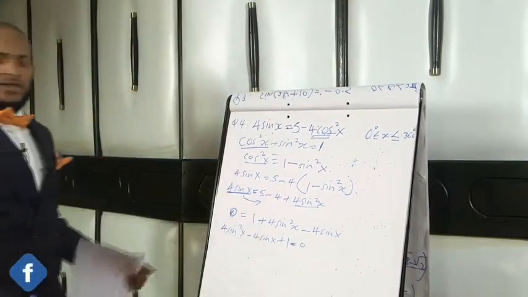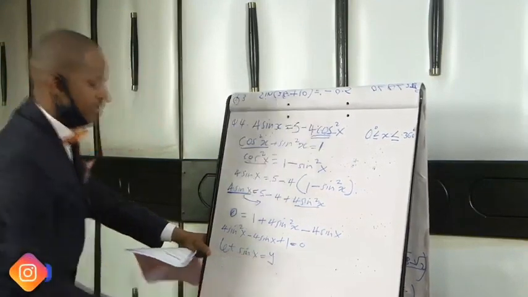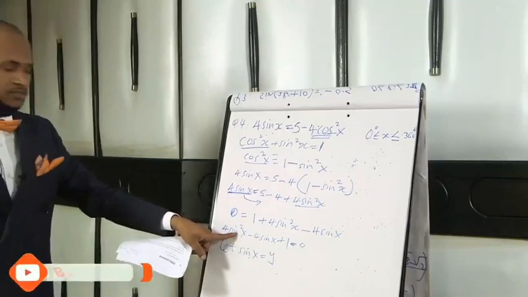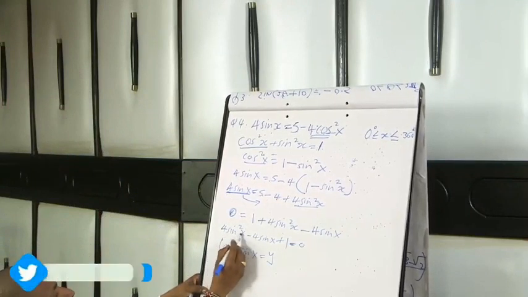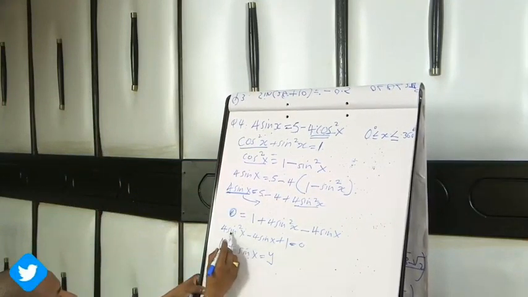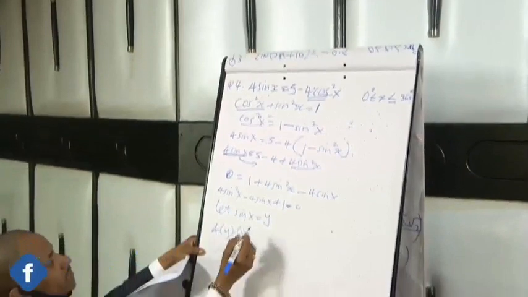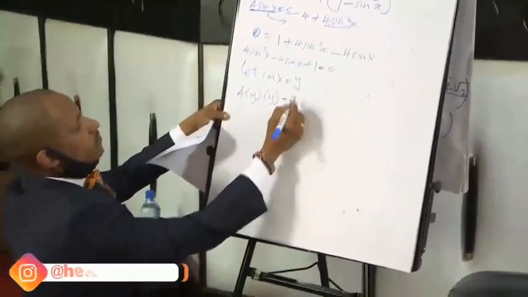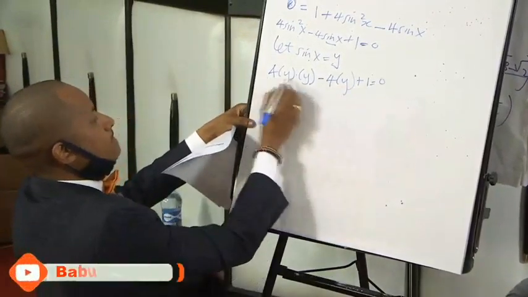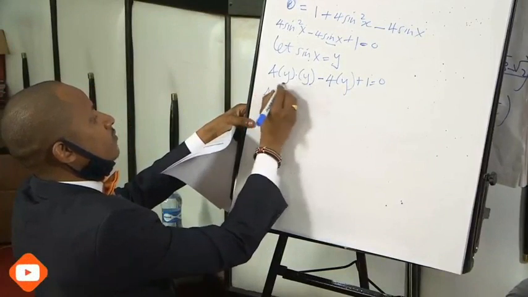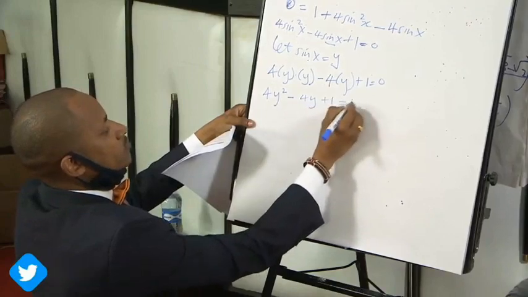Then we will let sine x equal y. We want to further simplify this. Therefore, 4 times sine squared x is 4 times sine x times sine x. When you replace sine x with y, you get 4 times y times y, minus 4 times y, plus 1 equals 0. This gives us 4y squared minus 4y plus 1 equals 0.